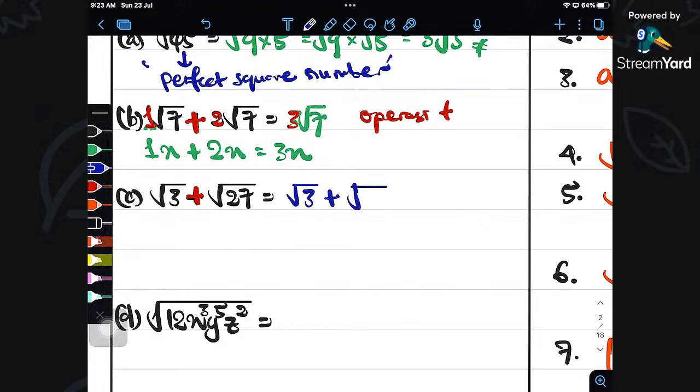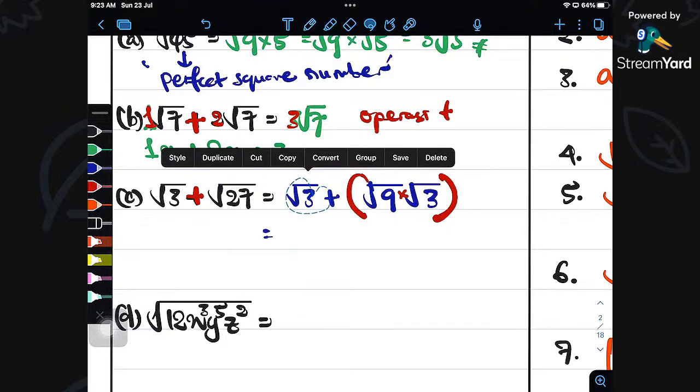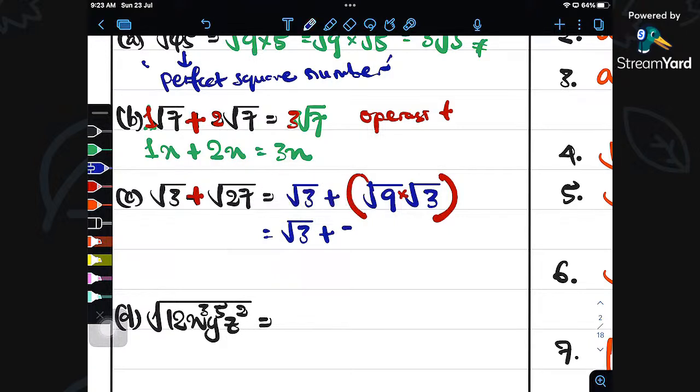And here at the back here, we know that square root 27 is actually from square root 9 times with square root 3. Okay, kalau kamu kurang faham, lebih baik kita tulis dengan cara yang lebih jelas. So this square root 27, I've changed this into square root 9 times square root 3. Therefore, the answer is just 3 times with square root 3. Therefore, you will get 4 square root 3.